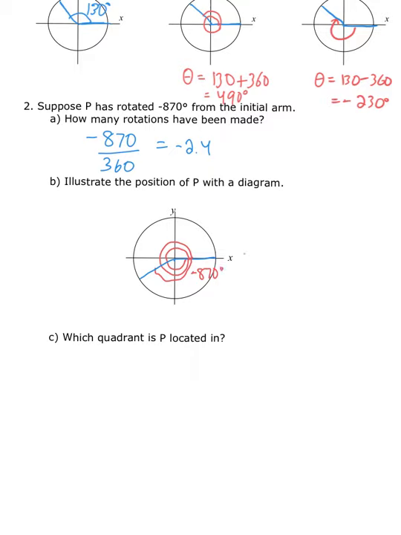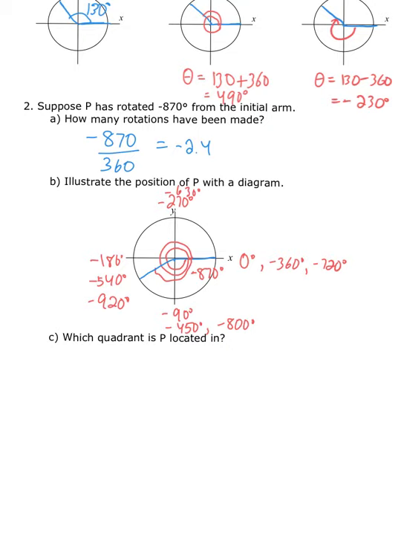You can keep track by knowing you start at 0 degrees, then you go to negative 90 degrees, then negative 180 degrees, then negative 270 degrees, then negative 360 degrees, negative 450 degrees, negative 540 degrees, negative 630 degrees, negative 720 degrees, negative 810 degrees, and then negative 900 degrees. We wanted negative 870, which is between negative 810 and negative 900. So that just confirms that I'm in the right quadrant.